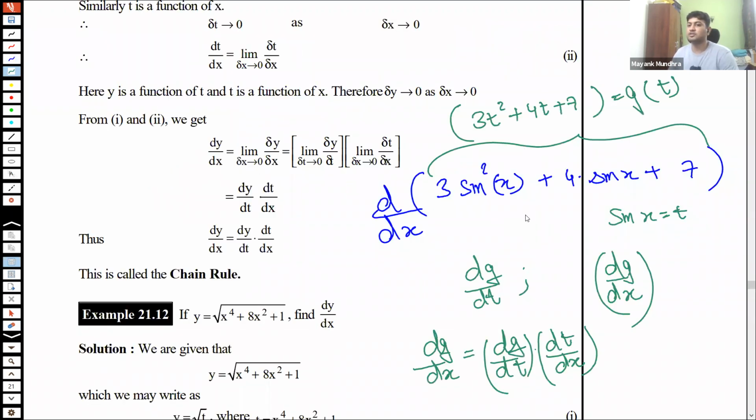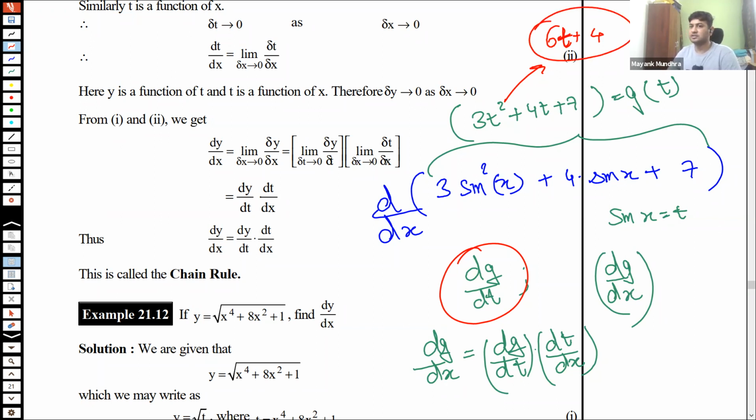So let's come back to this question and see what happens if I do it like this. What is going to be dg by dt? This is my g of t. If I differentiate it with respect to t, I'm going to get 6 times t plus 4, 6 times t plus 4. And then I make the substitution that t is equal to sine x.